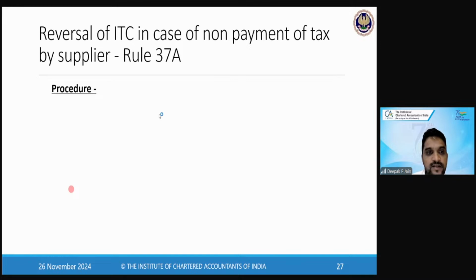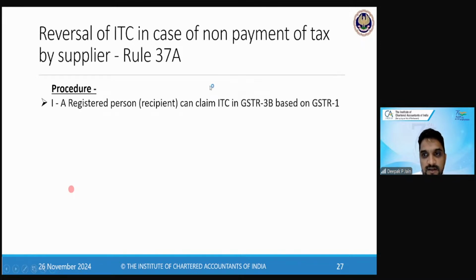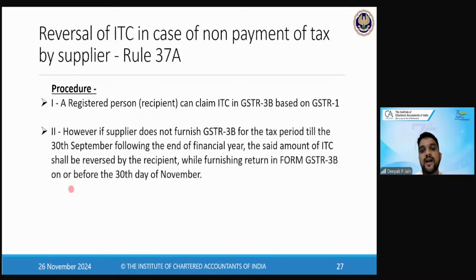Yeah. So the procedure is, a registered person can claim the ITC in his GSTR 2B based on the GSTR 1, right? However, if the supplier does not furnish the GSTR 3B for the tax period till the 30th September following the end of the financial year, then the said amount of ITC shall be reversed by the recipient while furnishing the returns in form GSTR 3B on or before the 30th day of November. If it doesn't file by September, then by October's return, which will be filed in November, you have to reverse it.